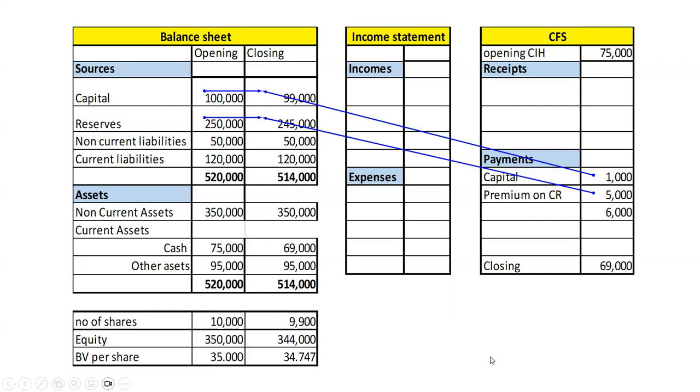It affects cash flows, and that cash flow is a cash from financing decisions. And it reduces capital, and there's a corresponding reduction in the reserves. As a result, corresponding reduction in the equity, and change in the book value per share. I'll just say change in the book value. So that is one aspect.